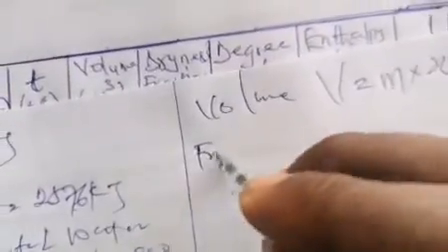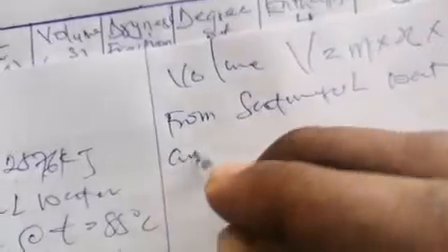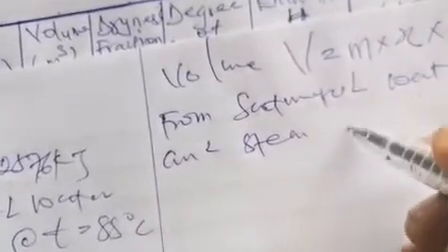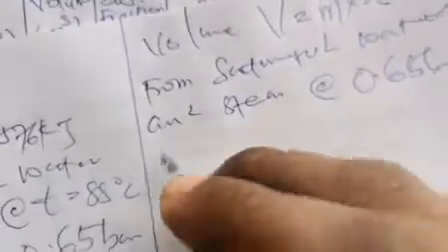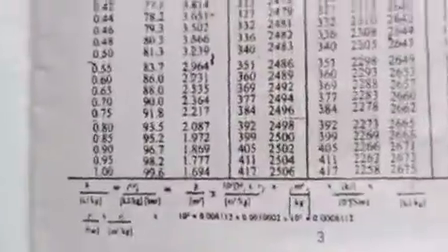If we know this, we can simply find volume. Total volume V is simply what? Mass times dryness fraction times volume of the gas for that given pressure. So from saturated water and steam, at the pressure of 0.65 bar, we need to find what vg is. Once again, let me take this up.